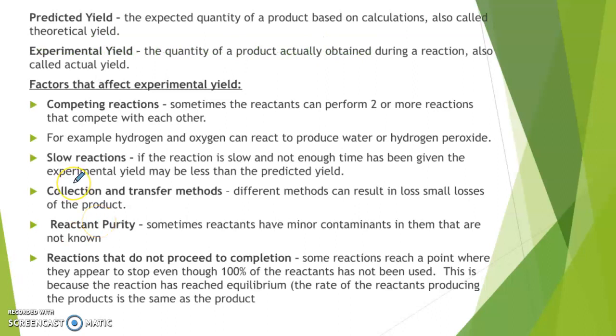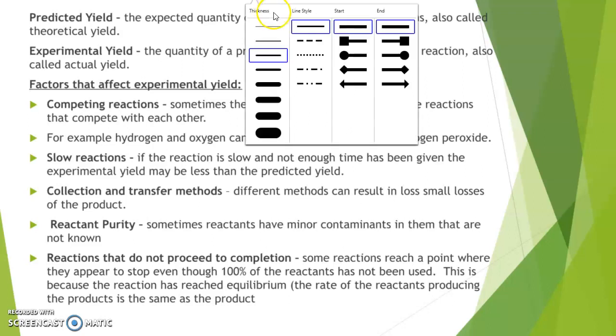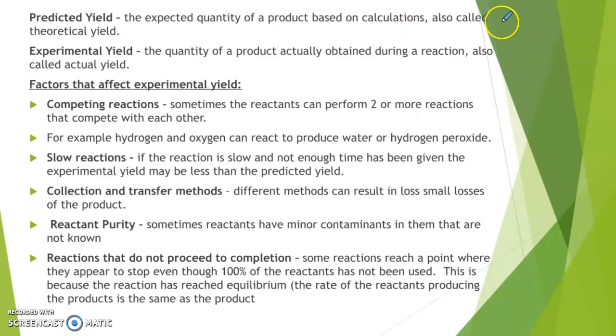So a couple different things we need to understand. Predicted yield. That's the first thing. So predicted yield is the expected quantity of a product based on calculations. So this is what you've been doing so far. You've been calculating and figuring out what your predicted yield is based on stoichiometry. All right. So this is what we're doing so far.